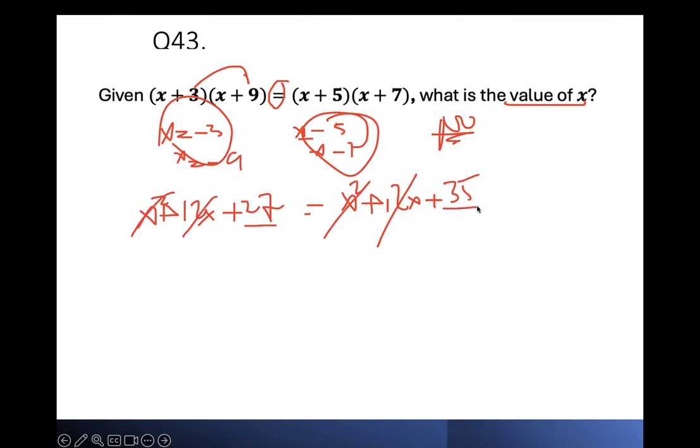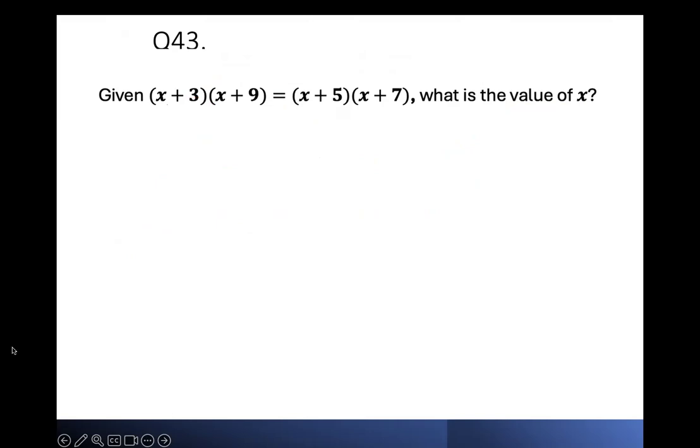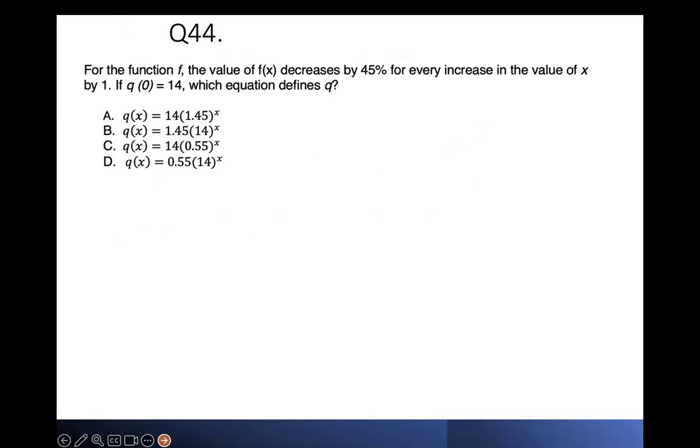27 is not the same as 35. Therefore, there is no solution for the equation. It's not a trap. It's just a concept they wanted you to know. Exponential graphs, you have to know how to write them down.